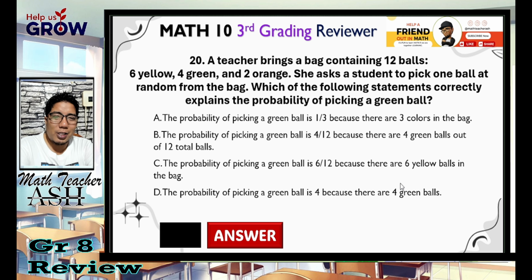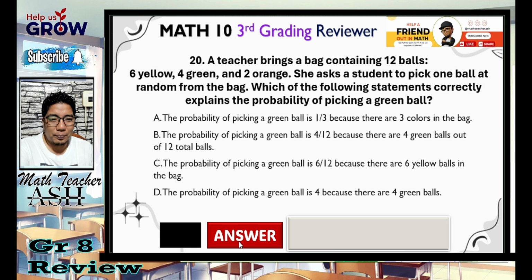Okay, my dear math learners, this question is very easy. Why? Because number 1, we are talking about 12 balls, and second is we are trying to pick green out of those 12 balls, and the number of green is 4. So there are 4 out of 12. And 4 out of 12 is in letter D. Okay, let's check whether we are correct. Alright, my dear math learners, easy, right? I hope you got that one.